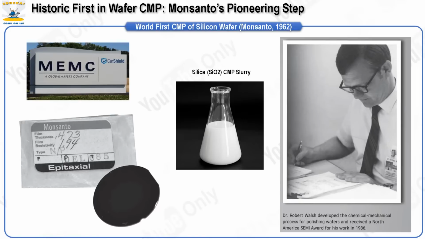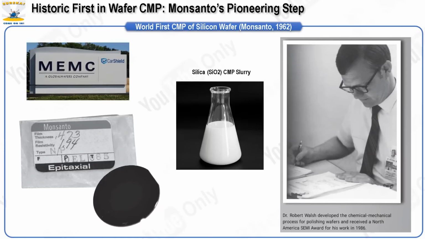You might have heard of MEMC, a major supplier in the silicon wafer industry today, which was originally a subsidiary of Monsanto Company. In the early days of semiconductor manufacturing, Monsanto Chemical Company played a pioneering role in developing the world's first CMP process. This groundbreaking technique, now essential for modern integrated circuits, was first introduced at Monsanto's St. Peter's plant, which began producing ultra-pure silicon metal in 1959. Initially, the plant focused on creating silicon wafers for discrete devices like silicon-controlled rectifiers.